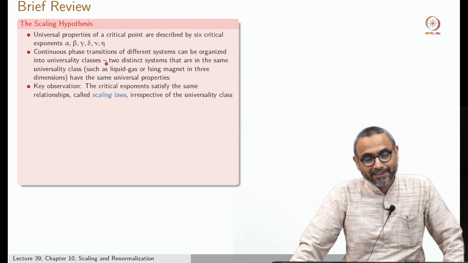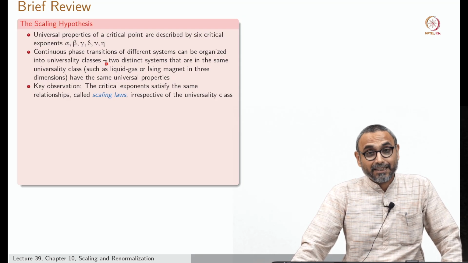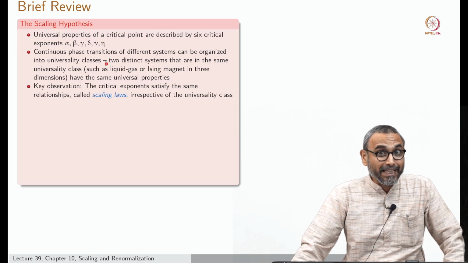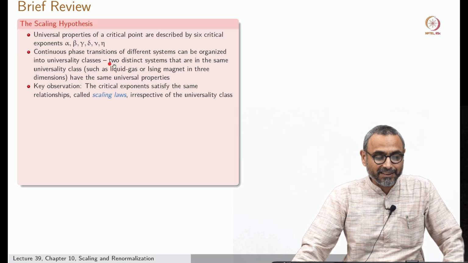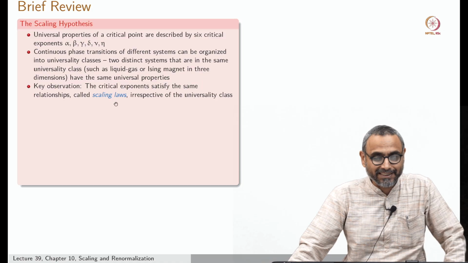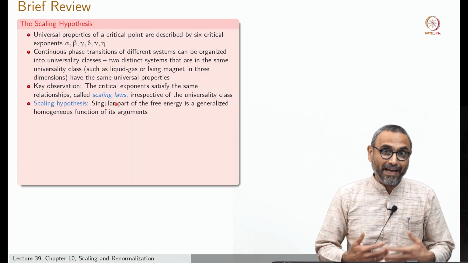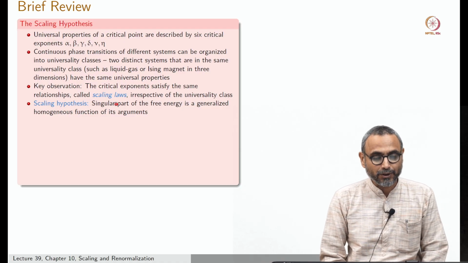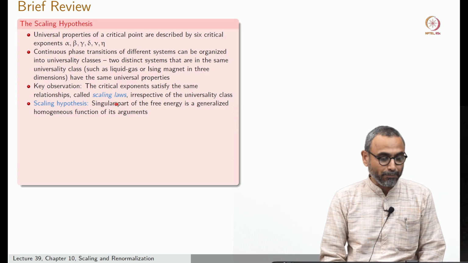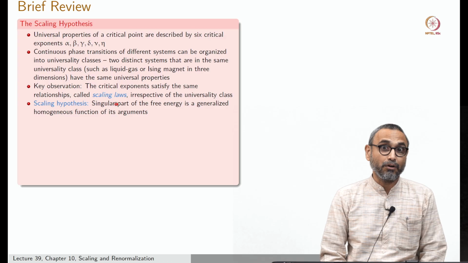The observation that we know about these systems is that the critical exponents are not independent and they satisfy certain relationships which are called scaling laws. Irrespective of which universality class they are in, the scaling laws are the same. To explain this, a hypothesis was made which is called the scaling hypothesis, which states that the singular part of the free energy is a generalized homogeneous function of its arguments.